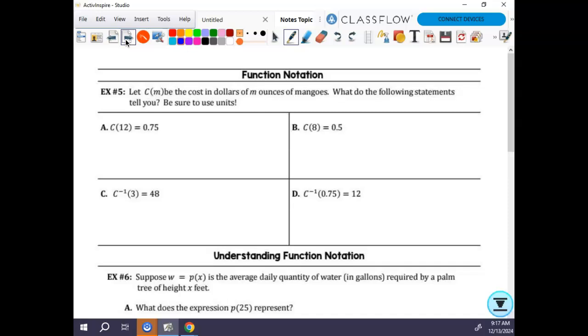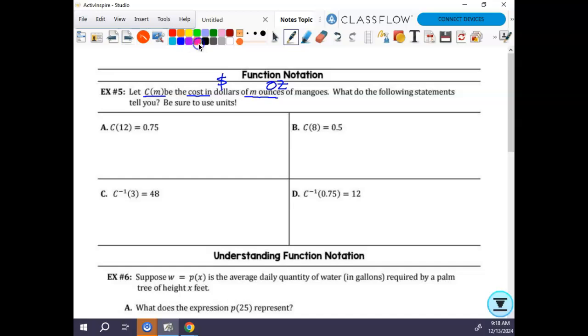So if it says here, let C of M be the cost. So C is the cost in dollars, right? Of M ounces of mangoes. So M is ounces. C is cost in dollars. M is mangoes in ounces. So what do the following statements tell you? Be sure to use units.